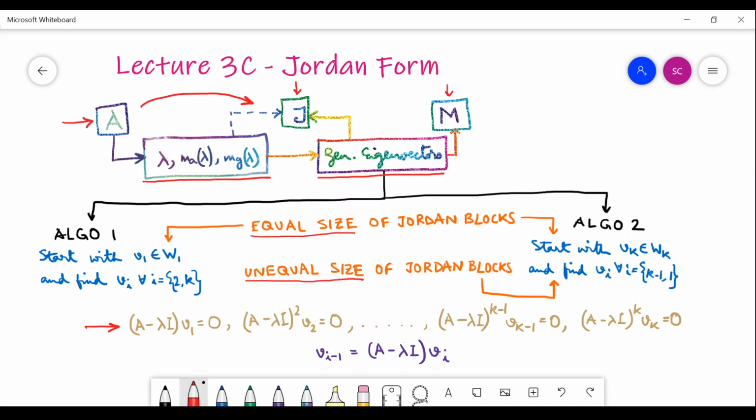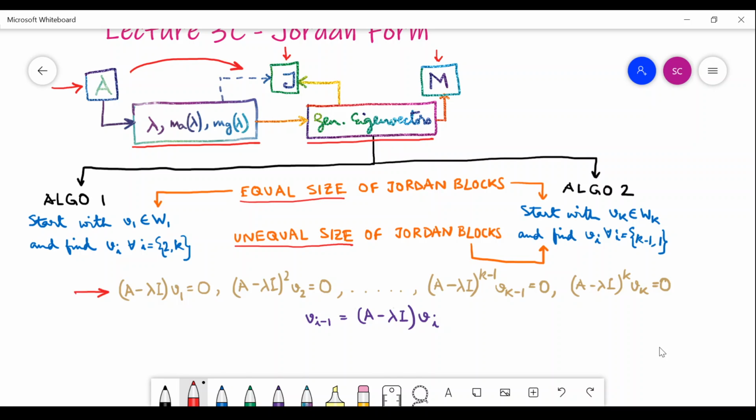There is another thing that I did not mention here: vi belongs to Wi minus W(i minus 1), and this is for all the i's. That means your vk belongs to this space Omega k, but not in any of the lower eigenspaces. Similarly, v2 belongs to the null space of (A minus lambda I) squared, but not in the null space of A minus lambda I. We need to remember this when going through algorithm 2, because there it becomes very important. We have to satisfy this condition and choose the vk. You will see when we go through the examples.